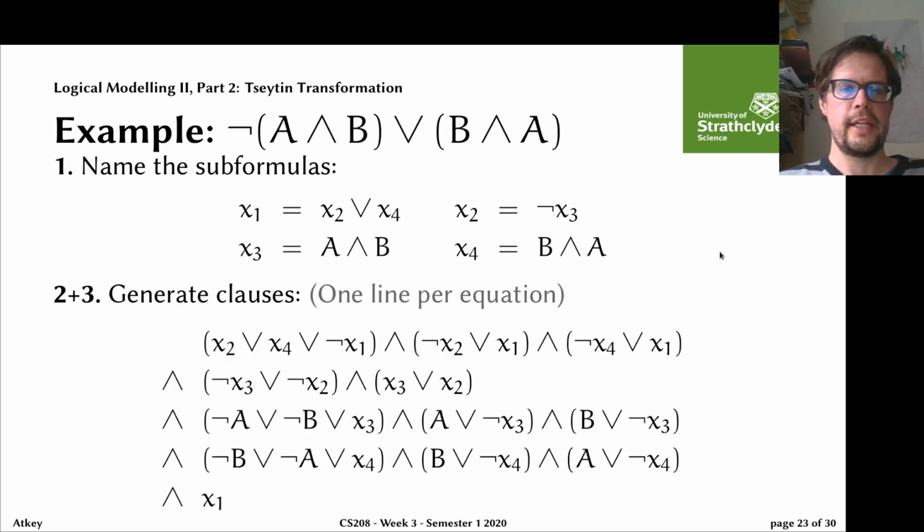And then we turn each one of these into a little collection of clauses according to the lookup table we had on the previous slide. So for instance, x1 equals x2 or x4 becomes this line, and so on for each of the equations. And then at the end, we just assert that x1 is true.